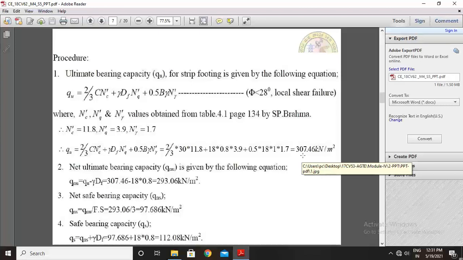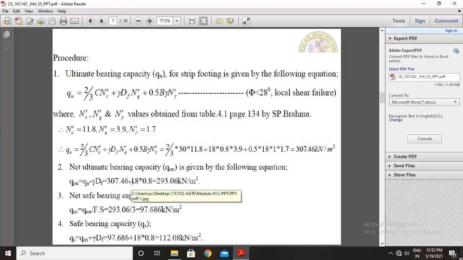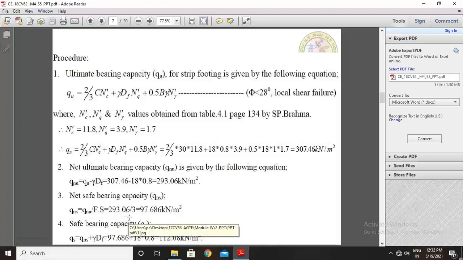Next step, the net ultimate bearing capacity is given by the following equation, that is QNU equal to QU minus gamma into DF. Here QU is 307.46 minus gamma 18 into DF 0.8. While solving this we get 293.06 kilonewton per meter square. Next step, net safe bearing capacity is given by the equation QNS equal to QNU by factor of safety. Here 293.06 divided by factor of safety 3, so we get 97.686 kilonewton per meter square.